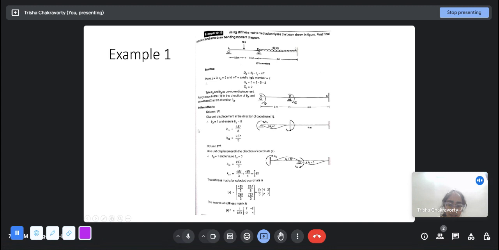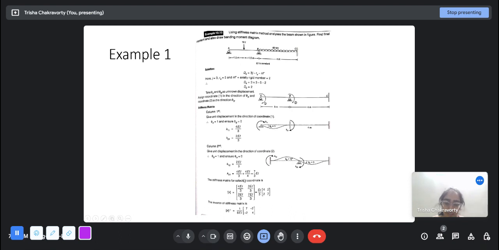And to get the second column, we will give unit displacement in the direction of coordinate 2, and we will ensure that coordinate 1 has no deflection. So theta B is 1 and theta A is 0. K12 is 2EI by 3. See, K21 and K12 have to be equal because stiffness matrices are always symmetric, and K22 has two contributions from this side and this side, so it is 4EI by 3 plus 4EI by 4, which is 7EI by 3.